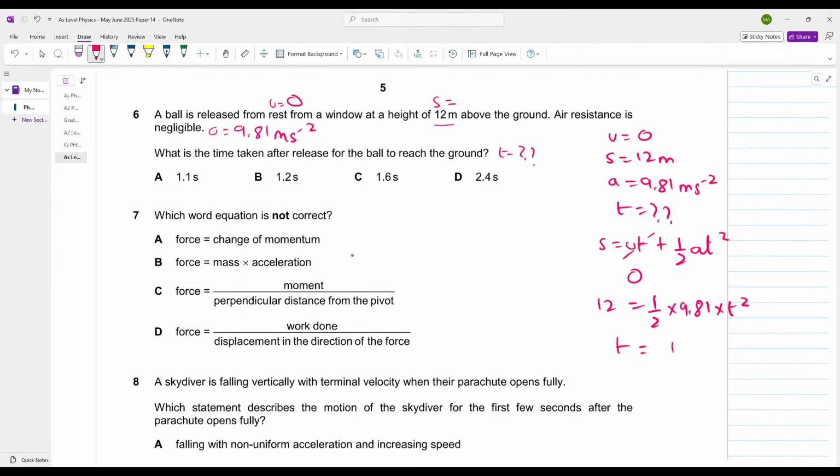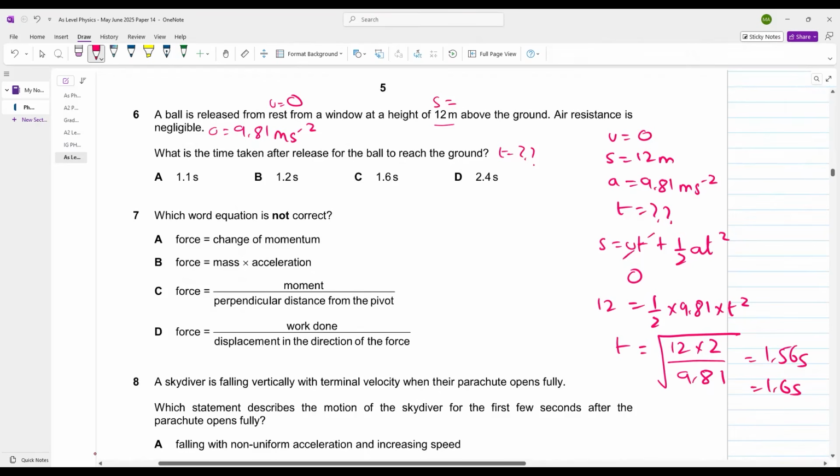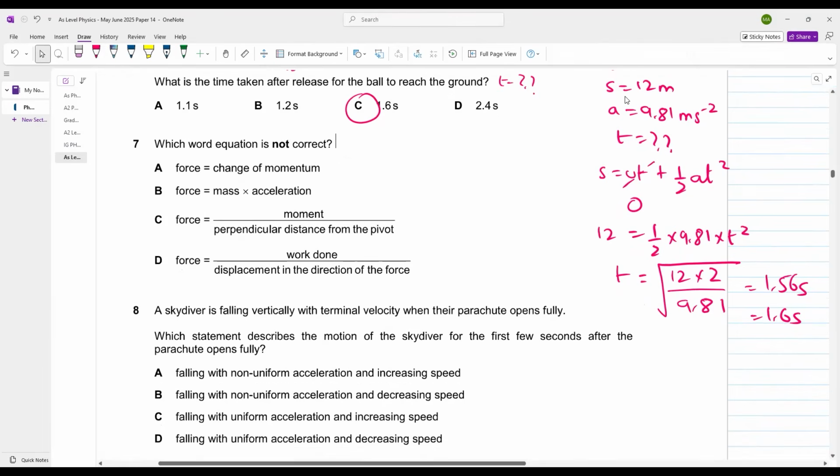Time comes out to be what? 12 into 2 divided by 9.81, taken under root. क्या आंसर आता है? 12 into 2 divided by 9.81, और आंसर का आप अंडर रूट ले लो. This comes out to be, time comes out to be 1.56 seconds. That is roughly equal to 1.6 seconds. C is your answer. 6 का आंसर क्या आ गया भाई? C आ गया. चलो आगे बढ़ते हैं.